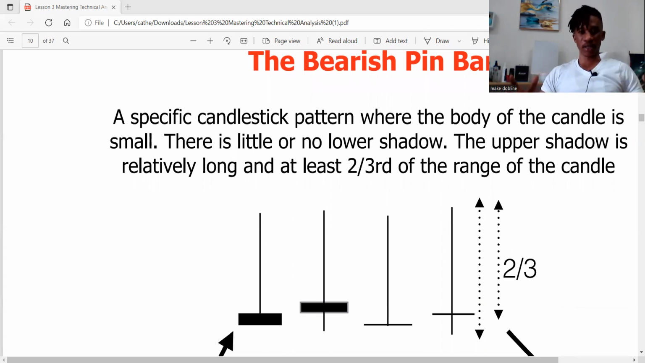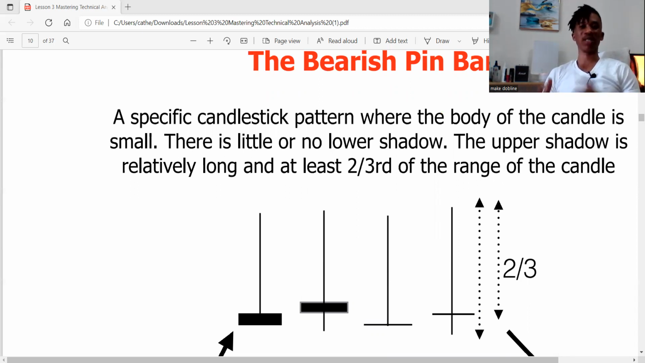Now, what is the difference here? There is little or no lower shadow. So that means, remember, in the bullish pin bar, there is little or no upper shadow. But here, in this bearish pin bar, there's little or no lower shadow.